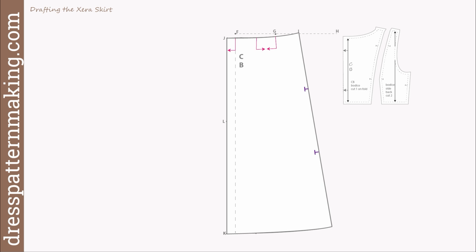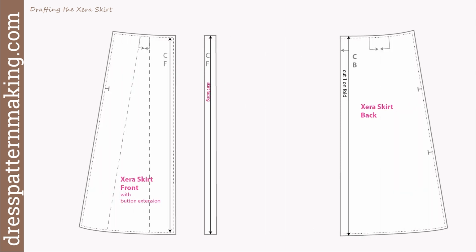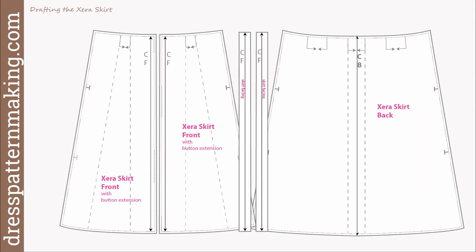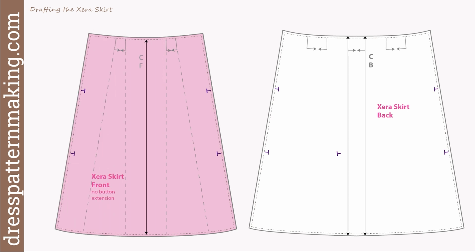So this is my back skirt. I'm going to add 1 centimetre or 5/8 of an inch seam allowance, mark the grain line, label the pattern, and write down the cutting instructions. Here are my final skirt pattern pieces. Now, having said that, I don't cut on the fold, so these would actually be my final pattern pieces that I lay on the fabric, or these if I was using the front without buttons.